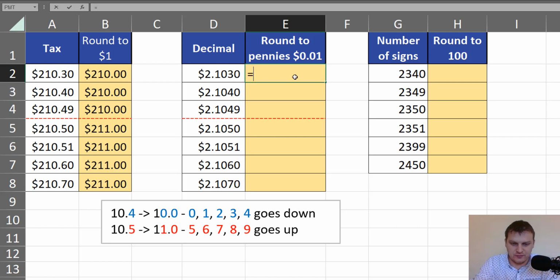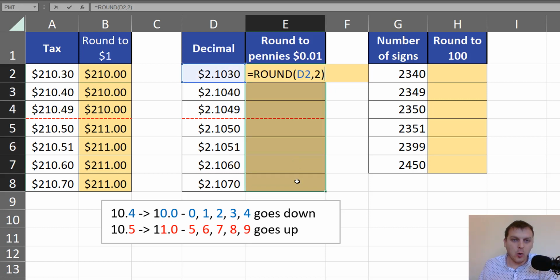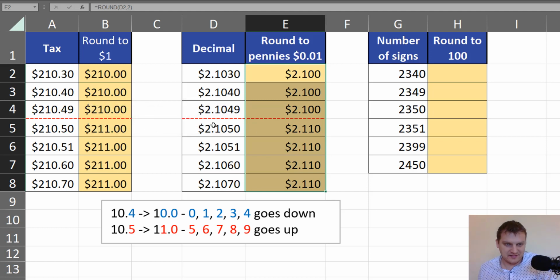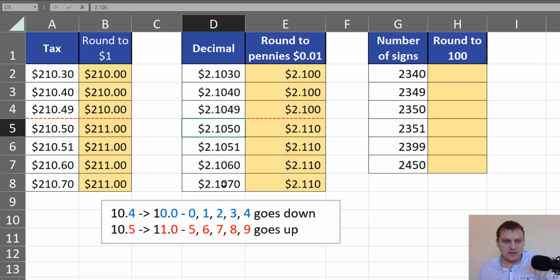So let's just use the ROUND function again. Let's give it a number, but this time we have to write 2 as the number of digits. So a penny is 1/100 of a dollar, so it's 2 digits after the comma, and just like that we have rounding to whole pennies. And when we pass the halfway, we start rounding up.